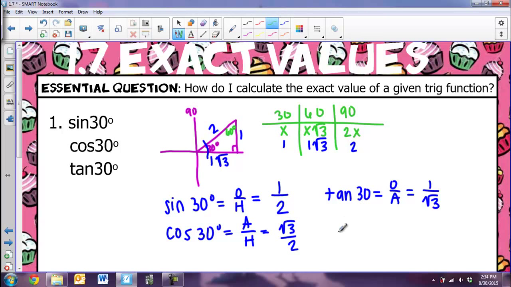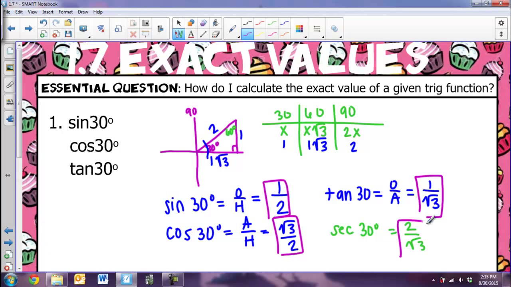You can do the same thing if, for instance, you wanted to find secant of 30 degrees. You can remember that it's hypotenuse over adjacent, or you can flip your two things, and you would get 2 over the root 3 if you already knew your cosine. So that's the general idea when calculating exact values. You notice we didn't get any gross decimals. We got all nice fractions that are the exact values of each of these trig functions.